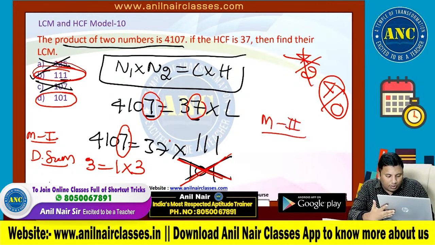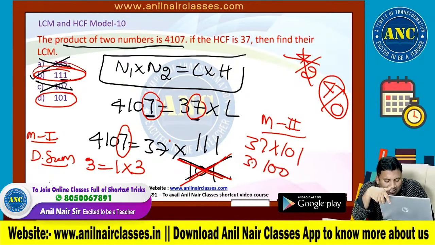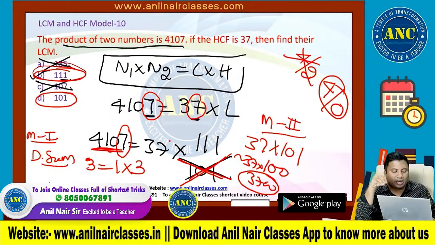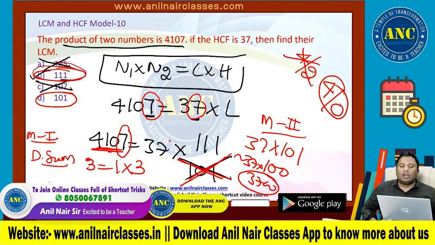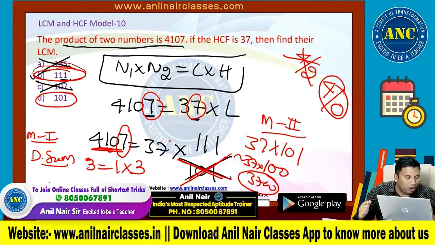Method 2. If I take 101, 37 into 101, 101 is closer to 100. What is 37 into 100? 3700. But according to the left hand side, what is it? 4107. It cannot be 101. Either you can check by using digital sum or you can go by using approximation values. I hope it is clear.